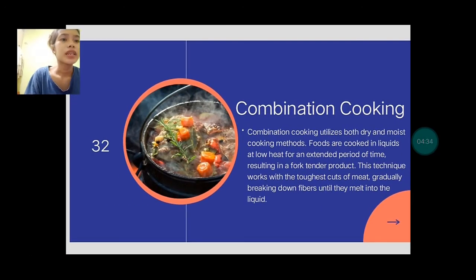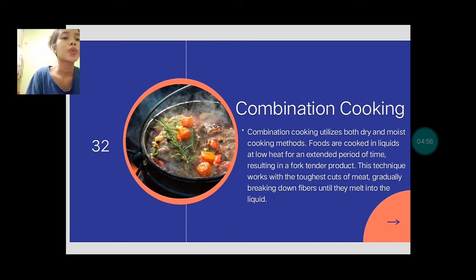Okay, the next one, let's talk about combination cooking. I am also not familiar with combination cooking, but combination cooking utilizes both dry and moist cooking methods. Foods are cooked in liquid at low heat for an extended period of time, resulting in a tender product.